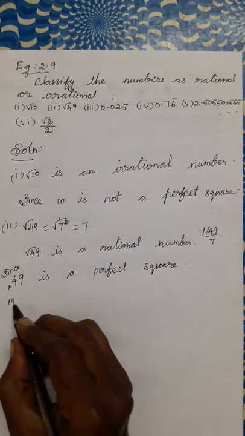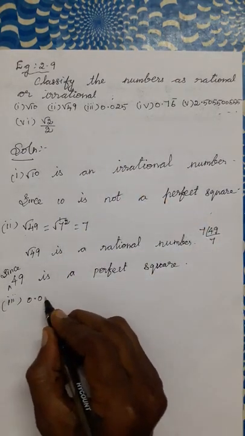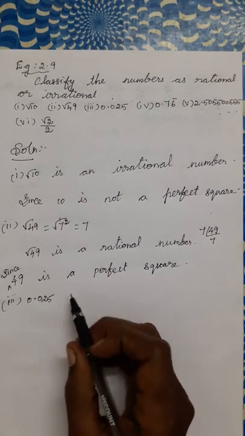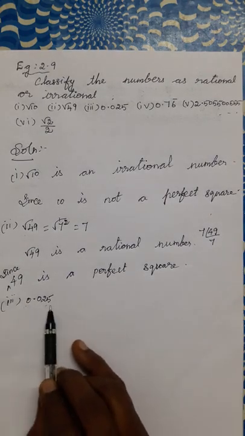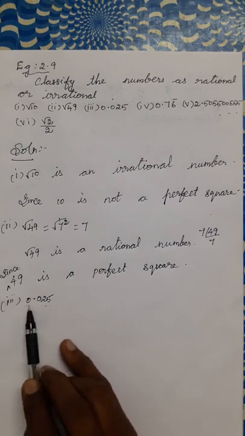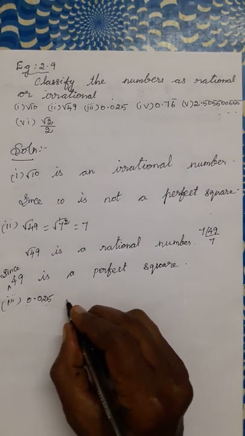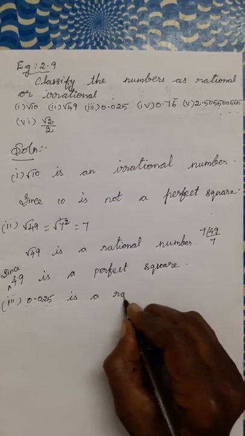Next, third one. 0.025. It is a terminating decimal number. 0.025 is a terminating decimal number. We already know that a terminating decimal number is rational. Therefore, 0.025 is a rational number.